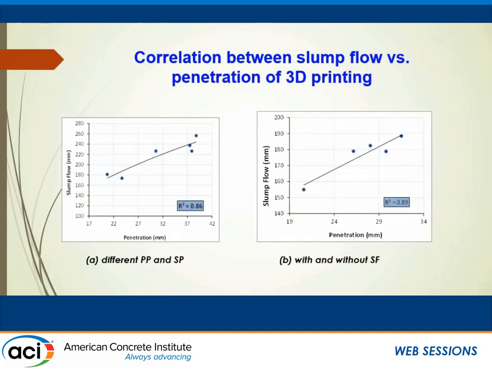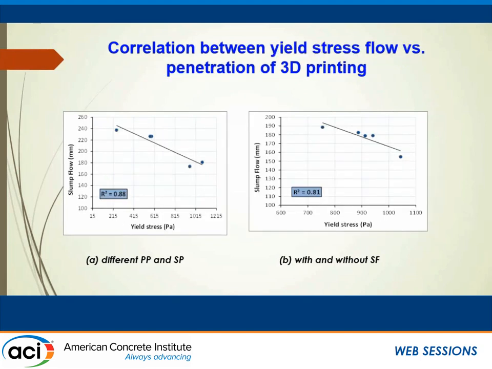Now, what we found out: we are trying to use simple tests and also to find some kind of correlation. We have a good correlation between the penetration and slump flow. If you increase the slump flow, the penetration increases in both cases with different mixes. This is with different percentages of fibers, and on the right side, with and without silica fume. And as I said, the penetration test is quite simple and gives us a good indication about the 3D printing.